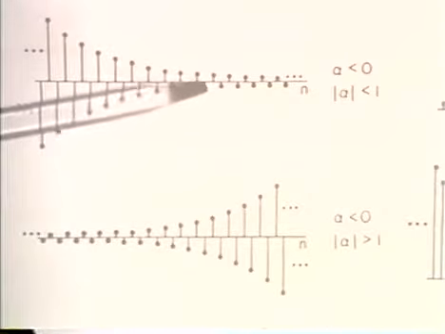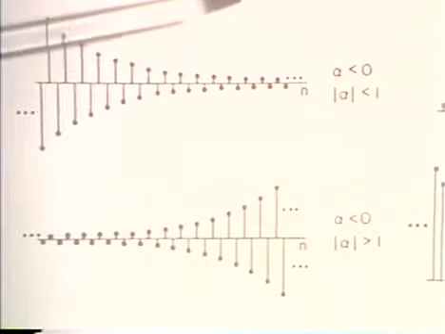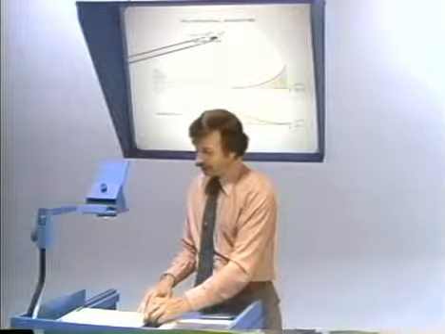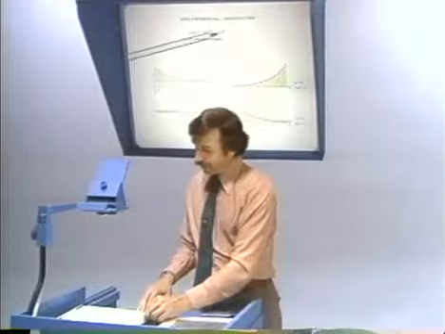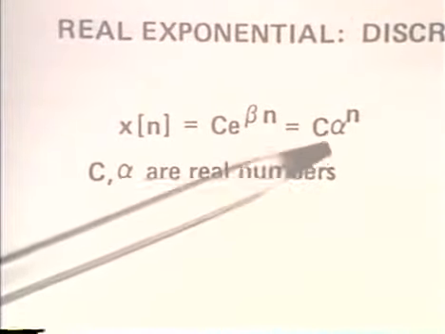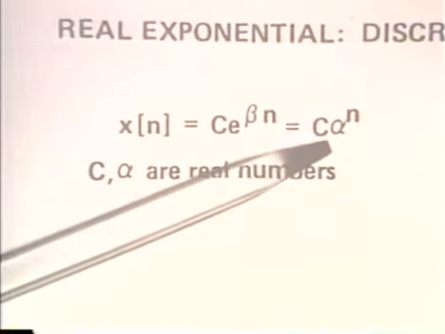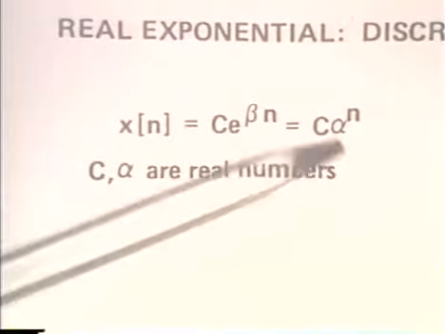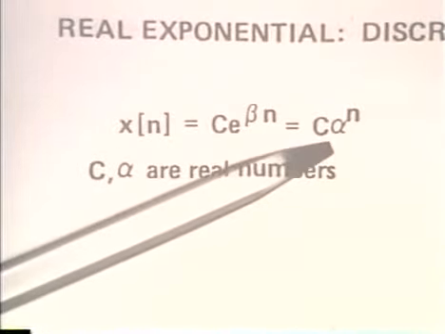Now, if you think about alpha positive and go back to the expression that I have at the top, namely c times alpha to the n, with alpha positive, you can see a straightforward relationship between alpha and beta, namely beta is the natural logarithm of alpha.